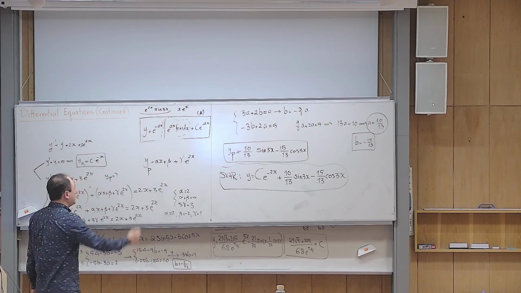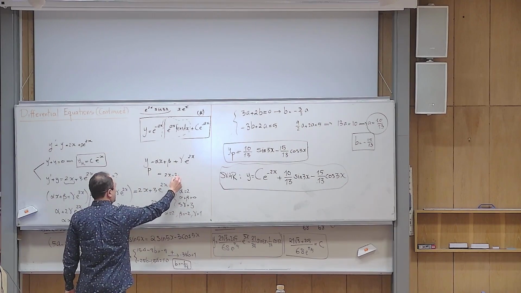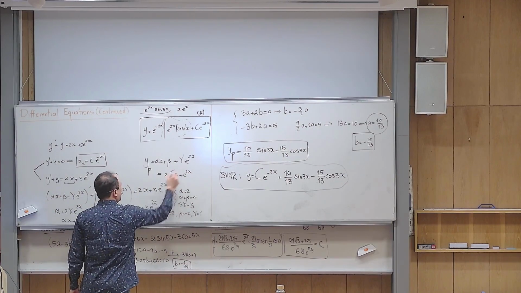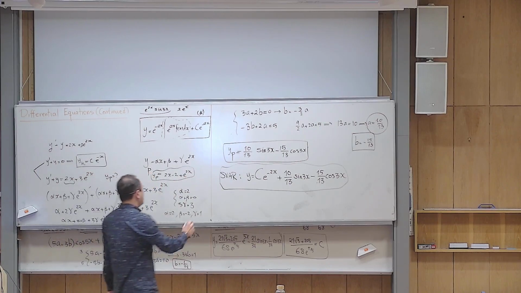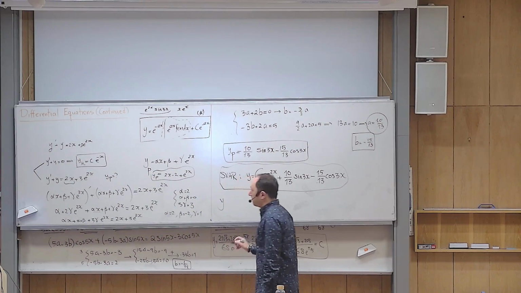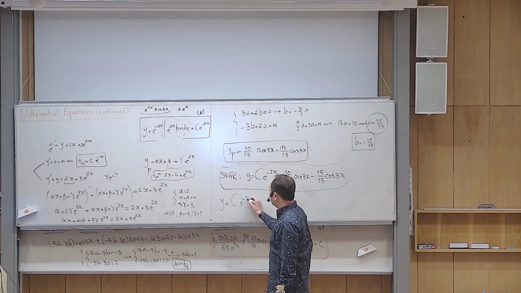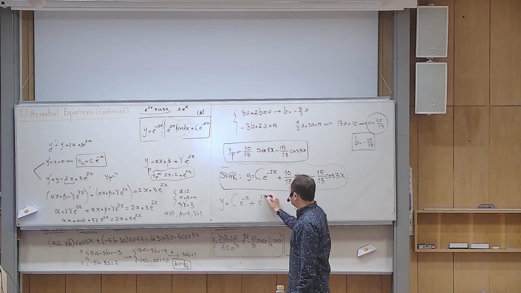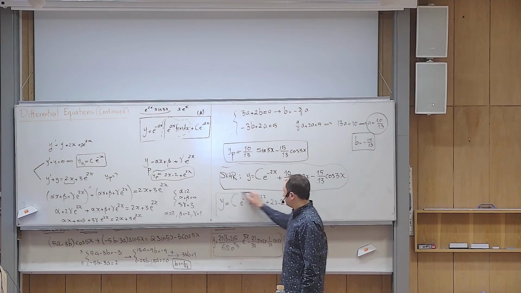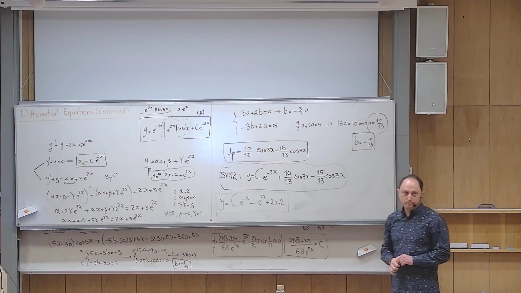So it means that my particular solution is 2x minus 2 plus e to the power of 2x. This is your particular solution. And the general solution, let me write it here. So what's the general solution? The general solution is the homogeneous part, which is c e to the power of minus x, plus what you see here: e to the power of 2x plus 2x minus 2. Yes?